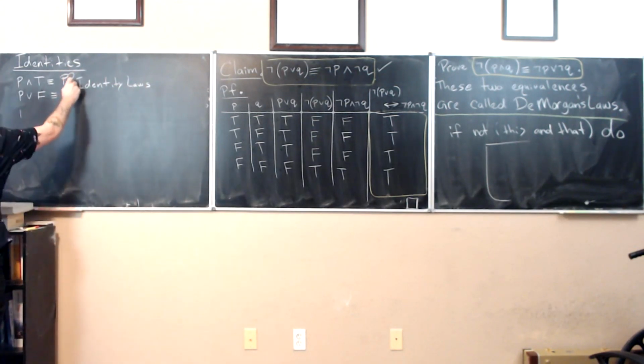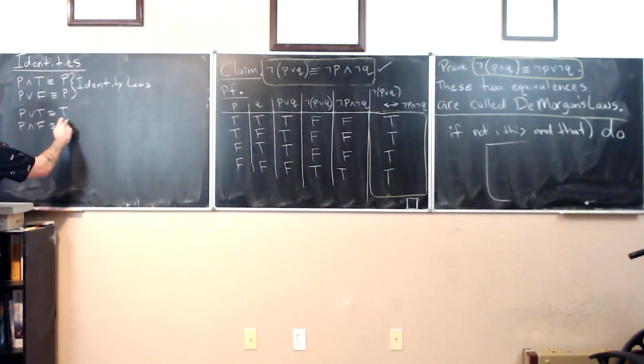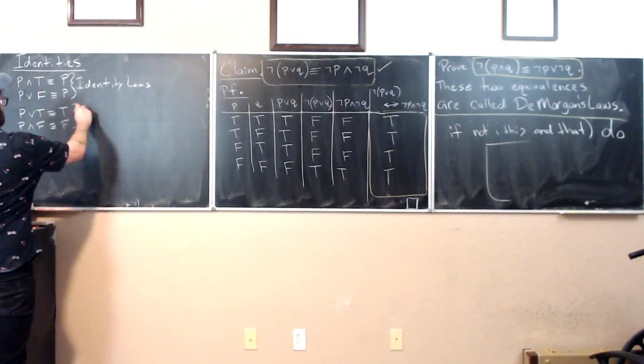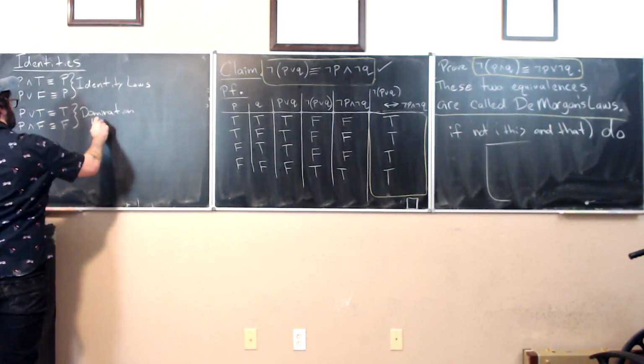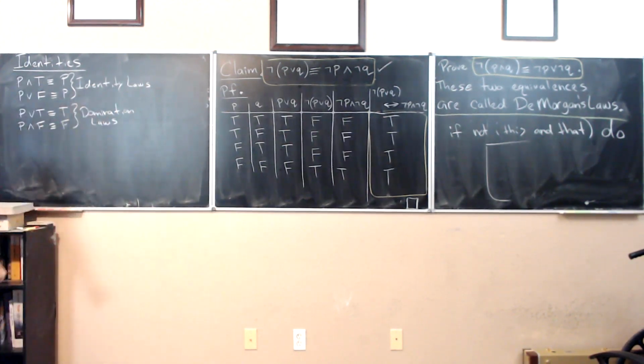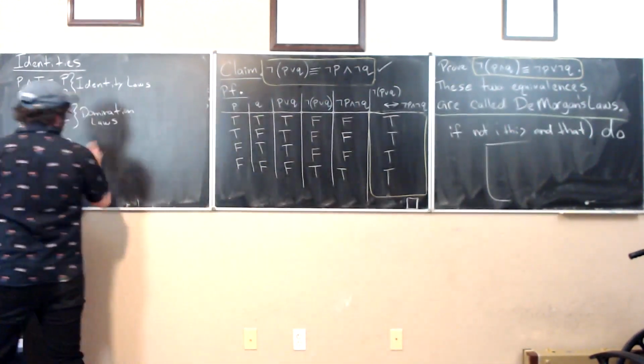And then also P or true, well, that's always going to be true, regardless of the truth value of P. So that's a tautology. And P and false is always going to be false. So these are called domination laws. And another really important one: the negation of not P is just equal to P. It's just reversing the truth value back to where it came from. This is called the double negation law.